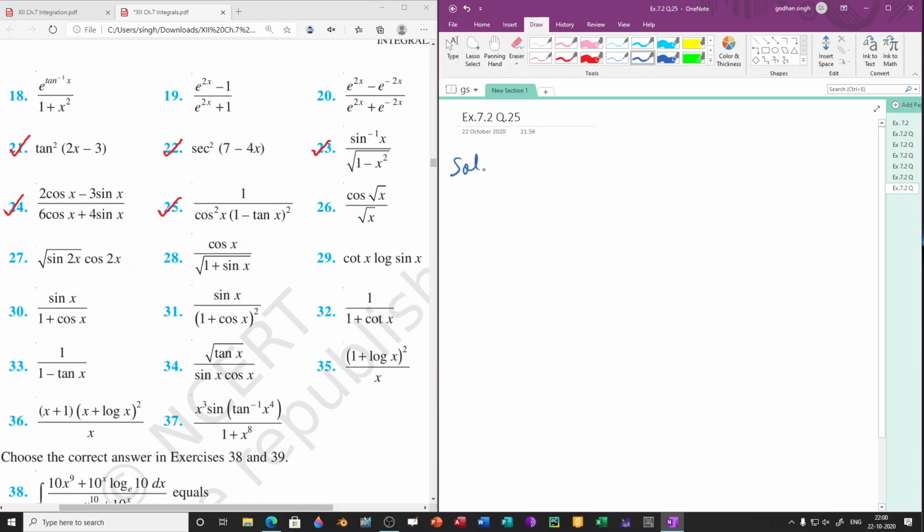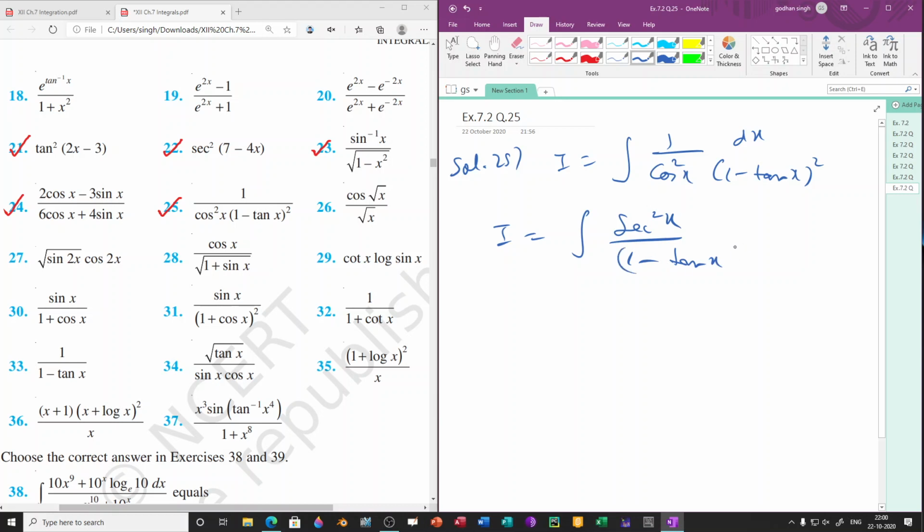So solving the 25th one, I equals the integration of 1 over cos square x times (1 minus tan x) whole square dx, and we know that the differentiation of tan x is sec square x. So it's very simple. What we have to do is take this cos square x in the numerator, and we'll get sec square x. So 1 by cos square x is replaced by sec square x. So I equals the integration of sec square x over (1 minus tan x) whole square.